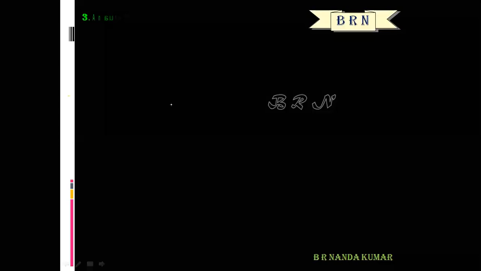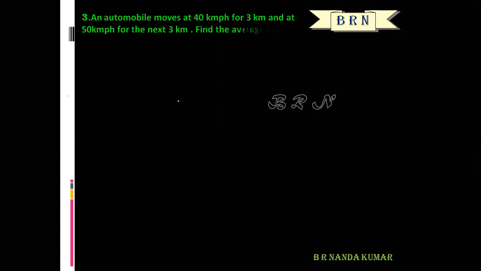Okay, the next numerical. This is numerical number 3. An automobile moves at 40 km per hour for 3 km and at 50 km per hour for the next 3 km. Find the average speed of the automobile.